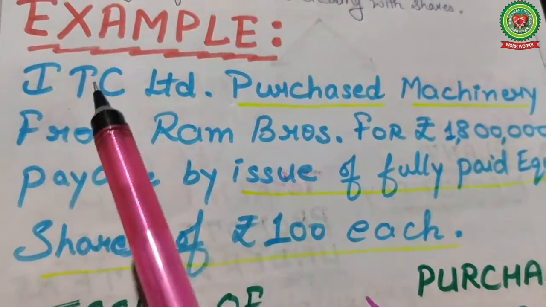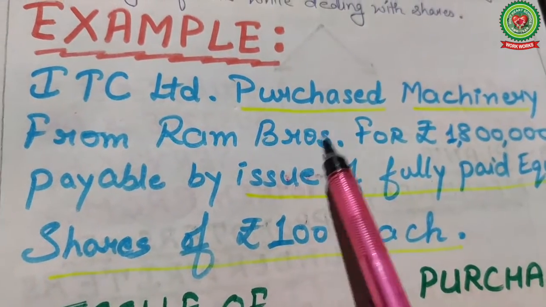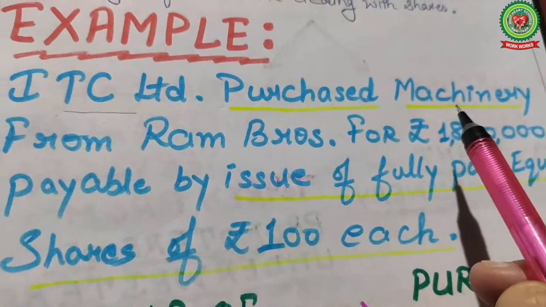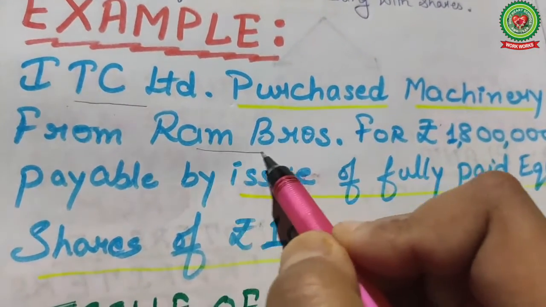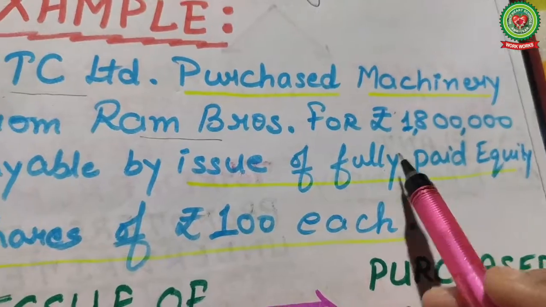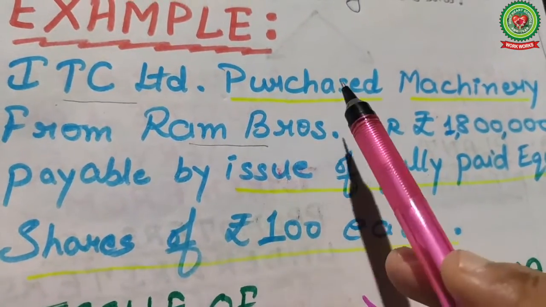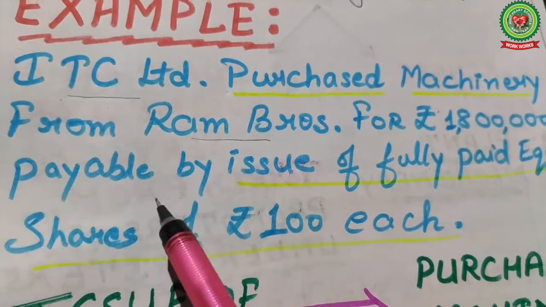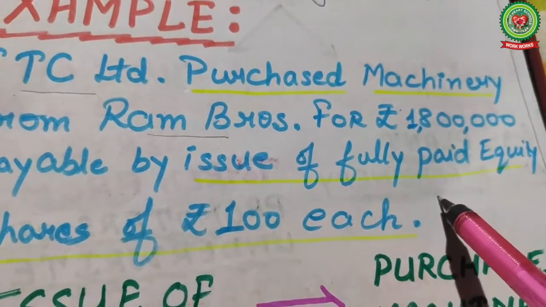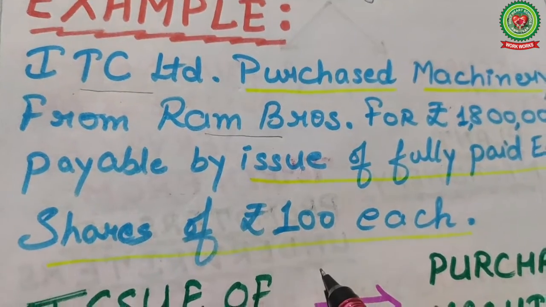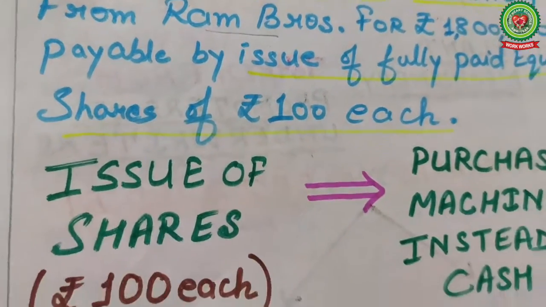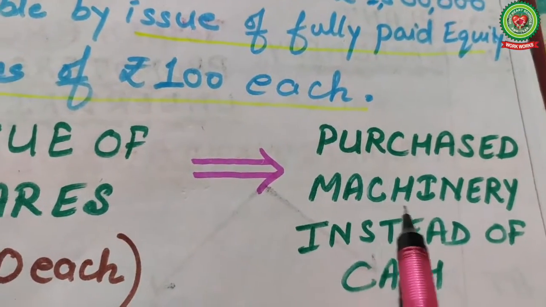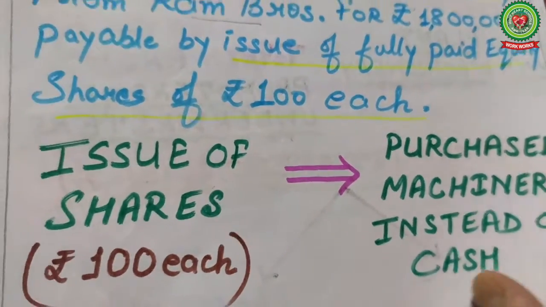So here ITC Limited purchased machinery. ITC Limited is your company who purchased machinery from Ram for rupees 18 lakh. Now ITC Limited did not pay cash for the machinery, it is payable by issue of fully paid shares. So it paid with the help of equity shares of rupees 100 each. Clear? So shares of rupees 100 each are issued and machinery is purchased instead of cash.